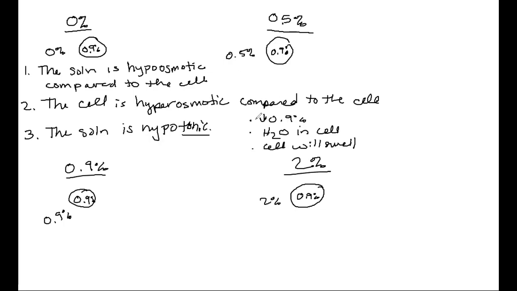So when you use tonicity, you already know which way water is going to go because you know the concentration of the cell. The concentration of the cell is not going to change, and you know what's going to happen to that cell, right? So 0.5% is the same. So the solution is hypoosmotic compared to the cell. The cell is hyperosmotic, whoops, compared to the solution. Did you guys catch that?